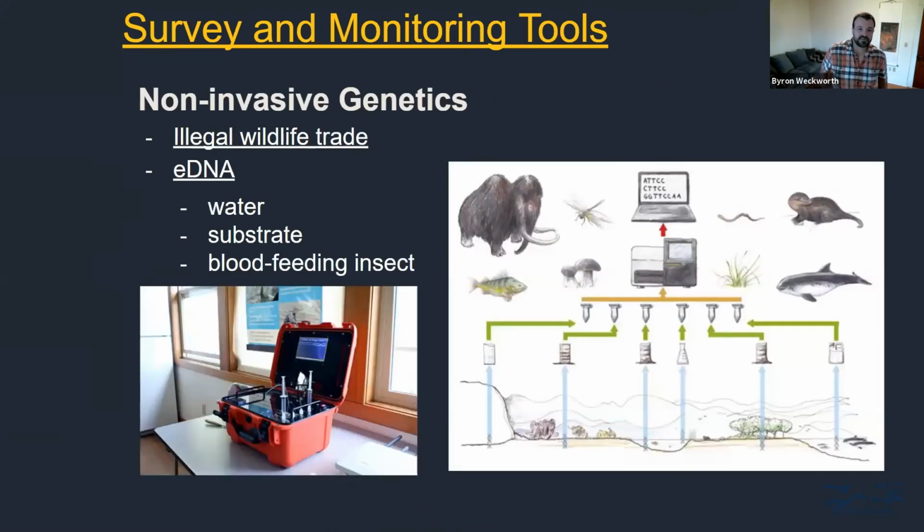Non-invasive genetics as well provides some nice uses with regards to combating other threats. So illegal wildlife trade is huge and probably an increasing threat for snow leopards as the demand for tiger bones and other big cat bones as replacements continues on.